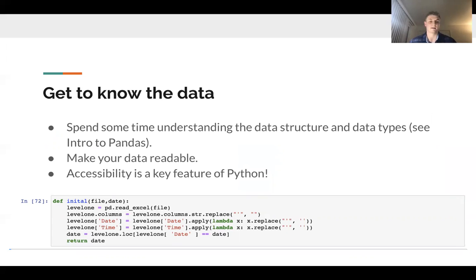So going back to our Intro to Pandas workshop we had last quarter, you can see some of these initial abilities of Pandas in determining what the data you're working with looks like and how you can first take a stab at it to see what it's telling you. So make your data readable. Accessibility is a key feature in Python.